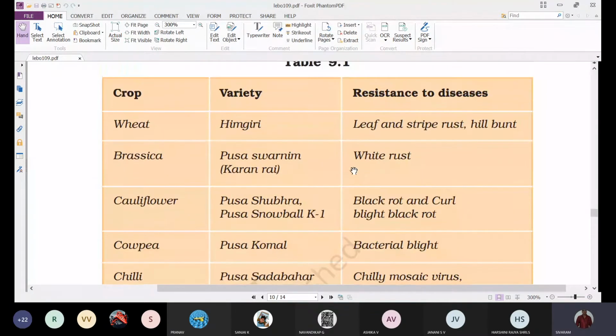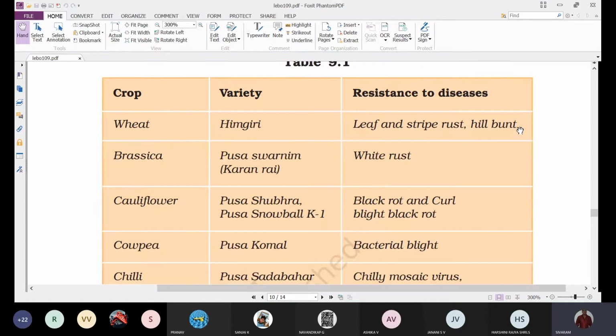By using conventional plant breeding, we have developed a new wheat variety by the name Himgiri. What is the speciality of this Himgiri wheat variety? In this we have developed disease resistance against leaf and stripe rust, and hill burnt disease.